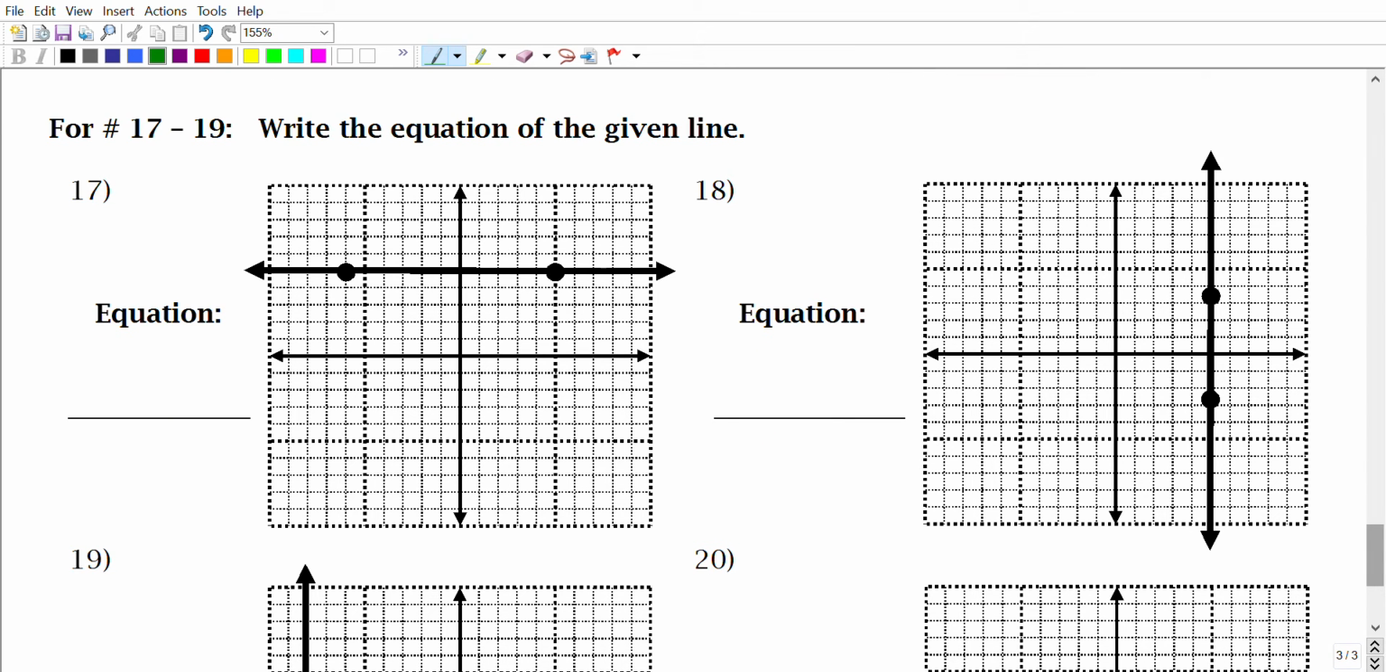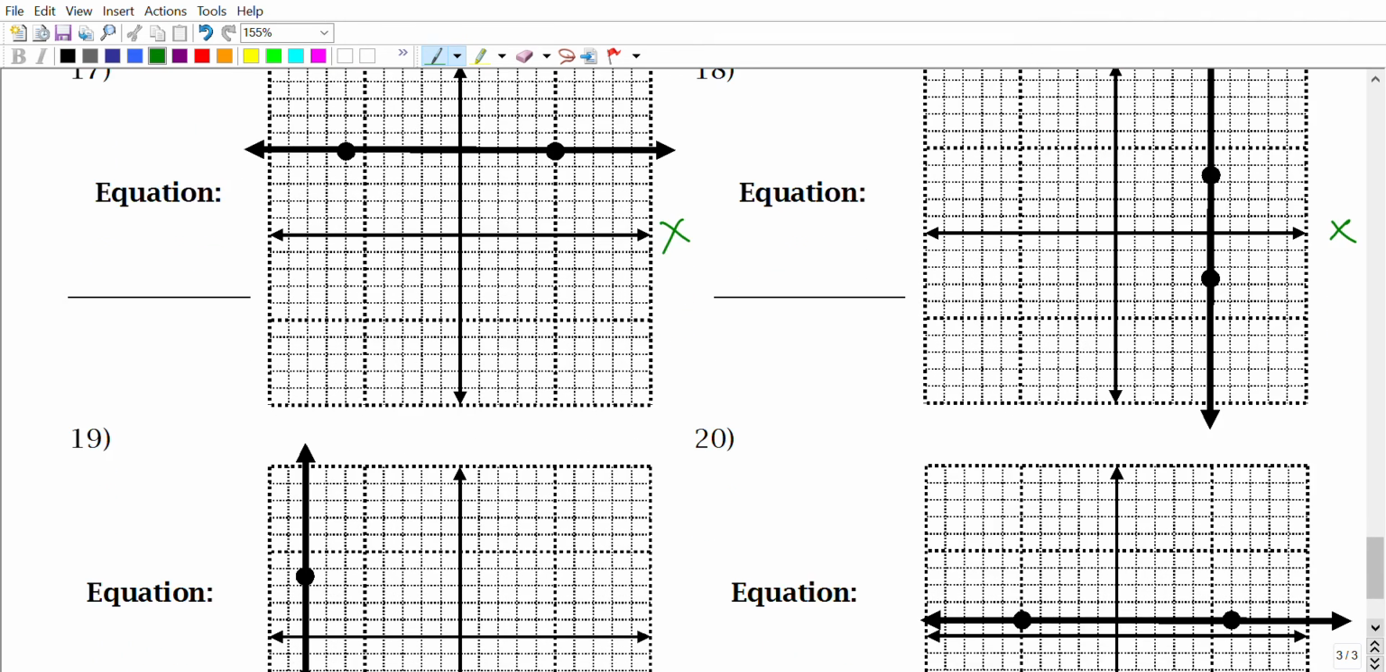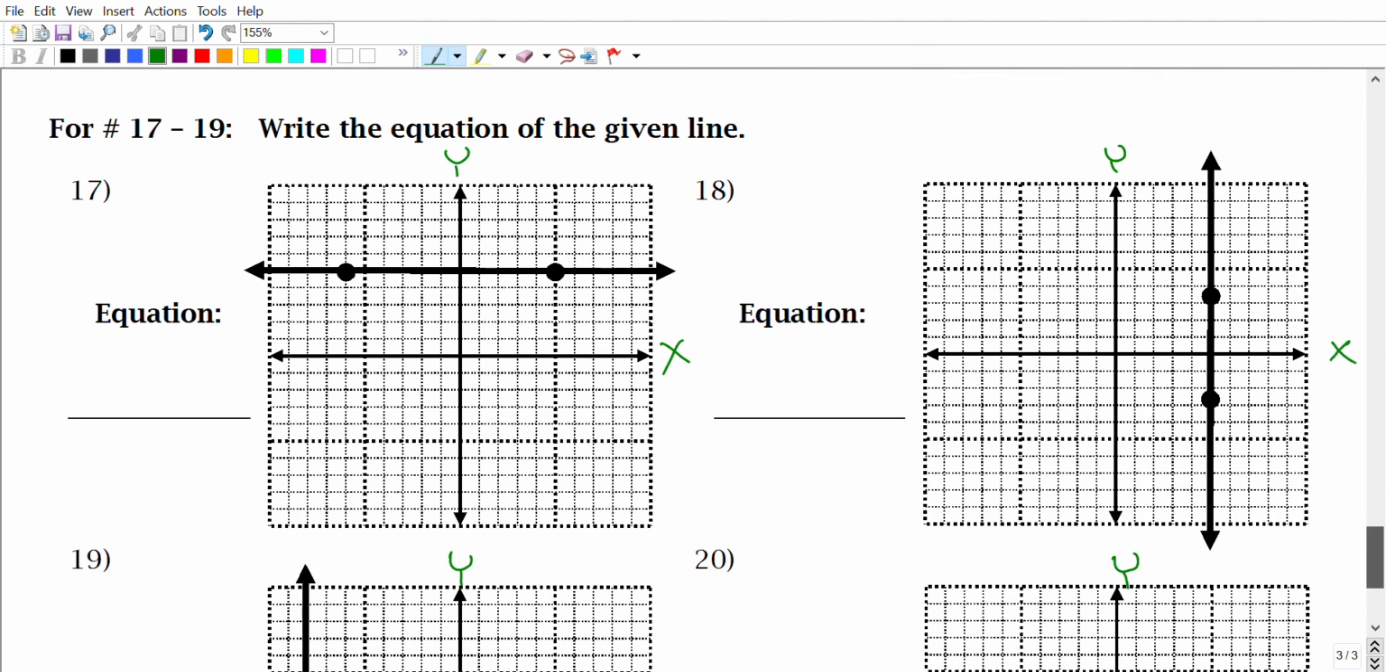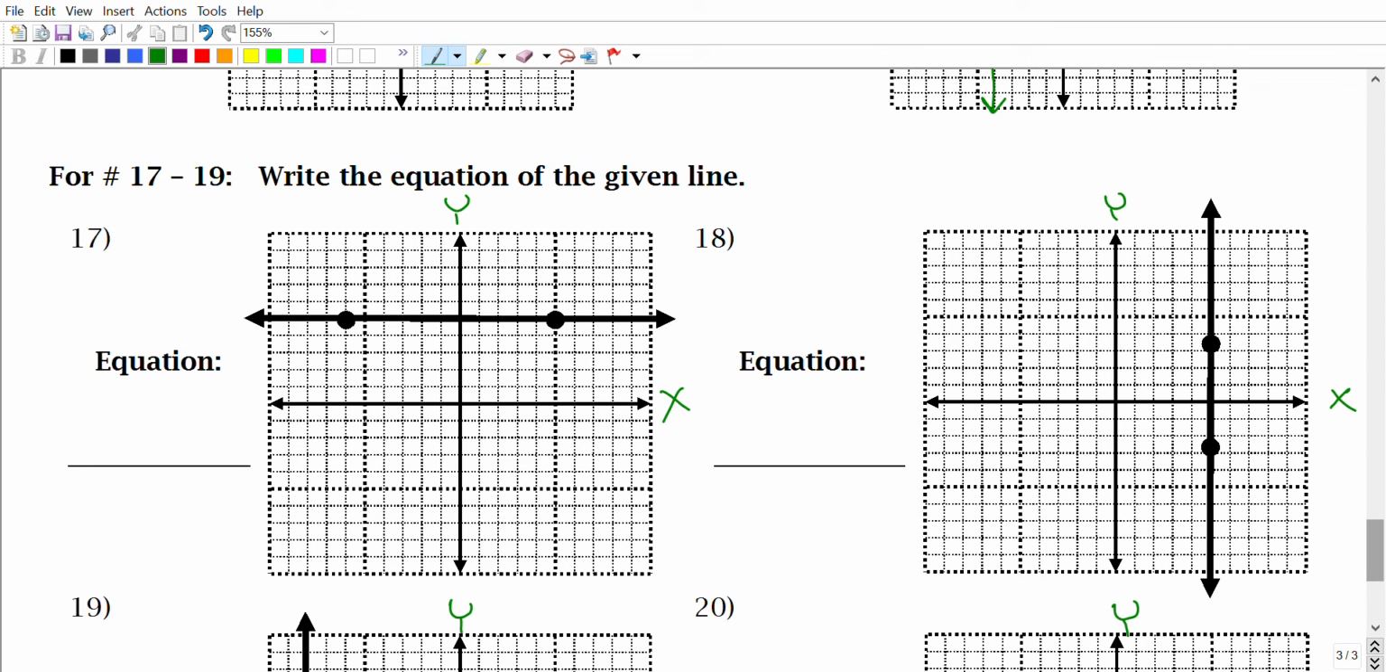Okay, so it says write the equation of the given line. So let's verify a few things. What I would have you guys do is write down your X and Y axis on all of these. So Y, X. Okay, do the same thing on the other two. Y, X, Y, X. Okay, so let's see. It says write the equation of the given line.